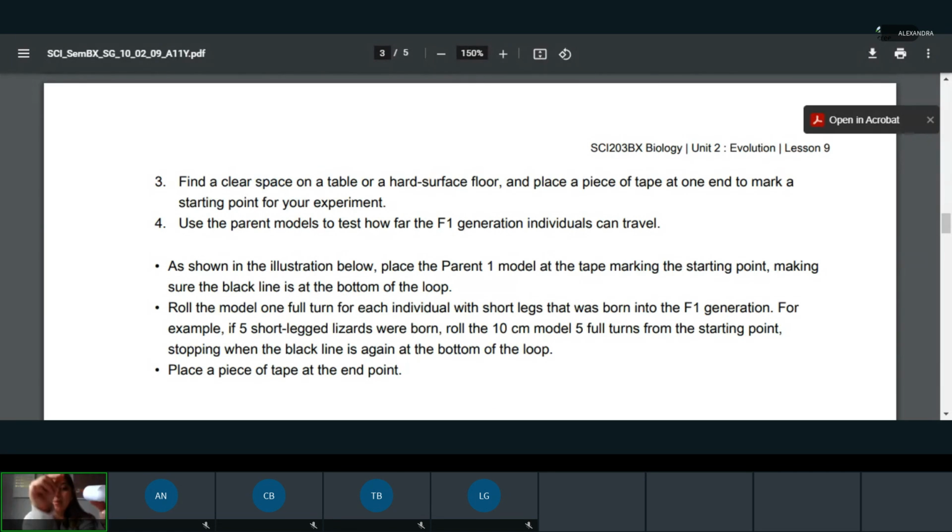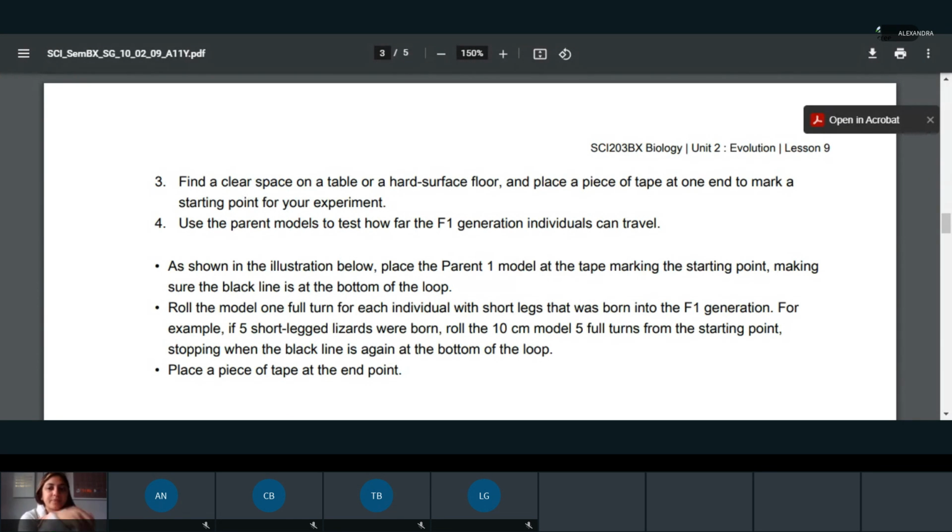So for example, I have 4 short-legged offspring, which means I'm going to roll this 4 times across my table. So at 1 turn, I start with the black line on the bottom on the table, and I'm going to turn this and roll it across the table. And when the black line comes back to the surface, that's considered 1 turn. So you're going to turn this 4 times.